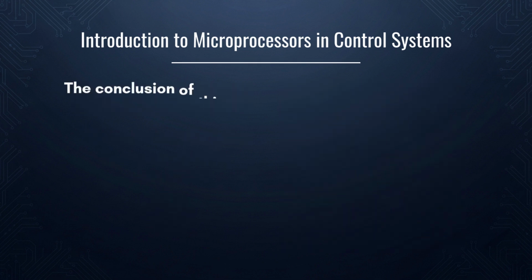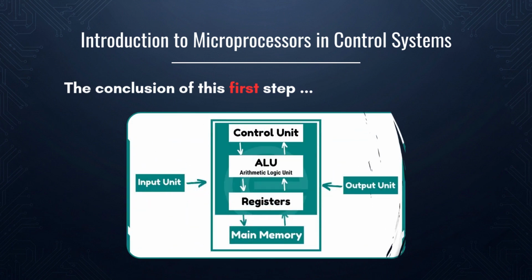We've reached the conclusion of this first step in understanding how the microprocessor works. Today, we explored its architecture and the vital roles of the ALU, registers, and control unit in executing instructions. In the next part, we'll go even deeper, examining how these components interact in real time to bring logic and computation to life.